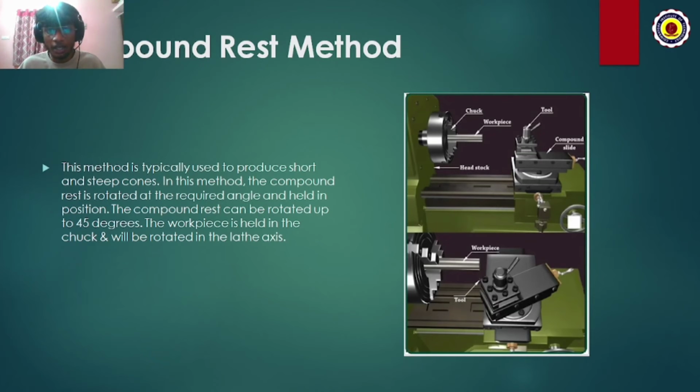It can be tilted up to 45 degrees, and the workpiece is held in the chuck and will be rotated about the lathe axis, and as the tool is fed directly to the workpiece, a taper can be produced in the workpiece.